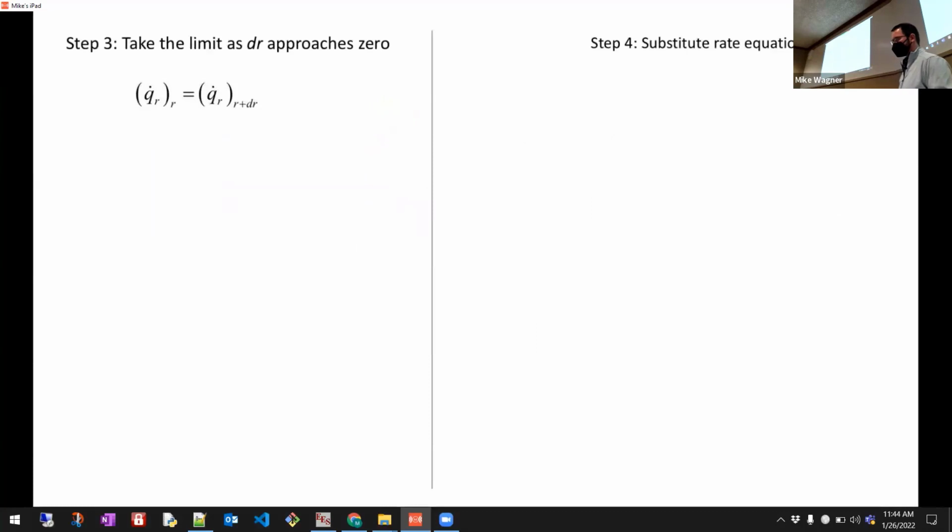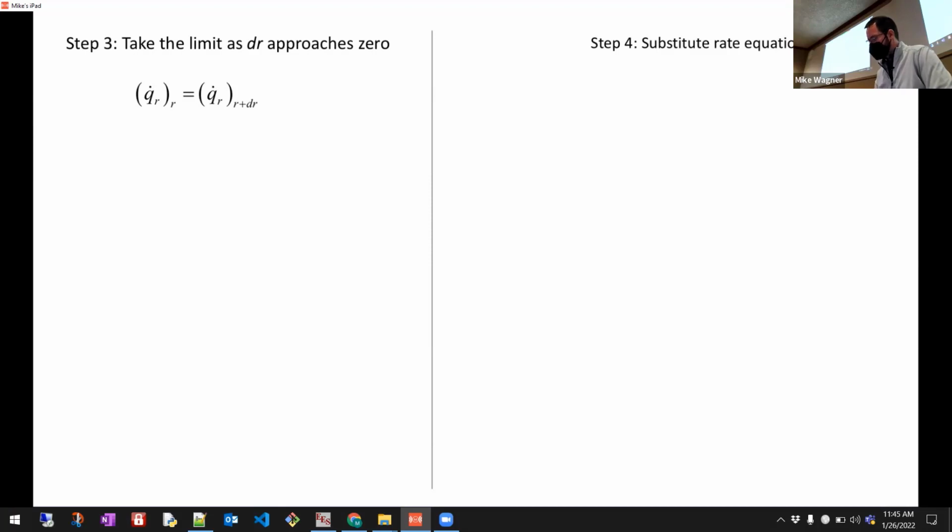Okay. Step three, take the limit as dr approaches 0. So now we're taking our control volume, which we've drawn with a finite size, and making it differentially small, taking the limit as dr goes to 0. Okay, what does that get us?